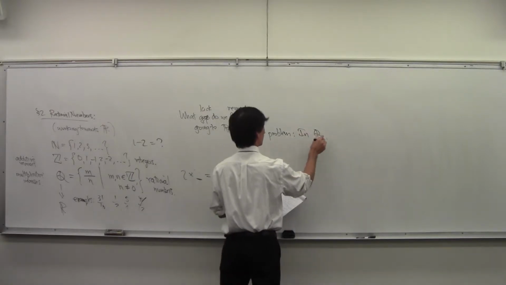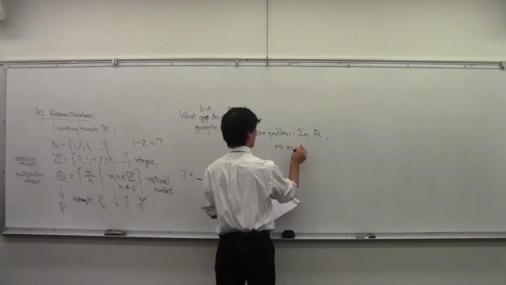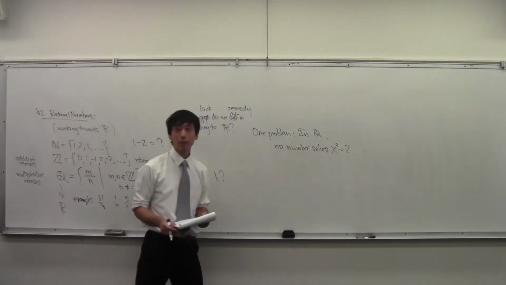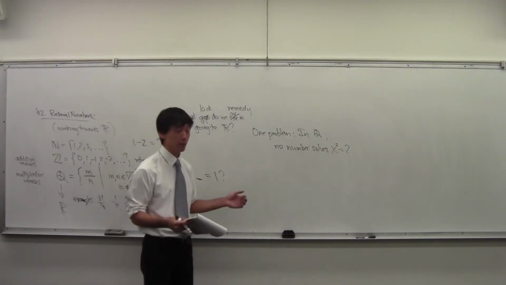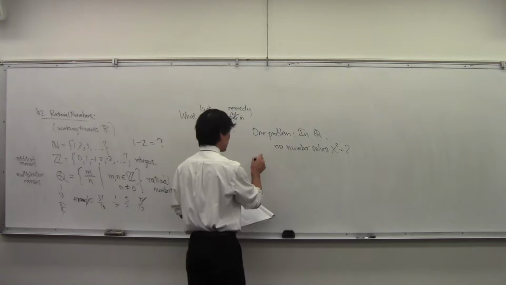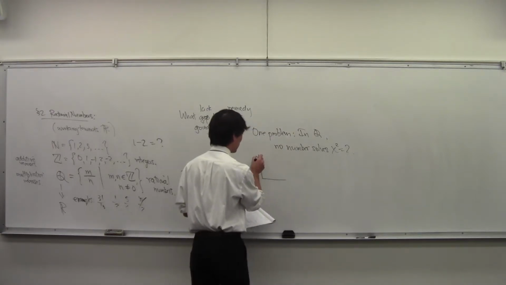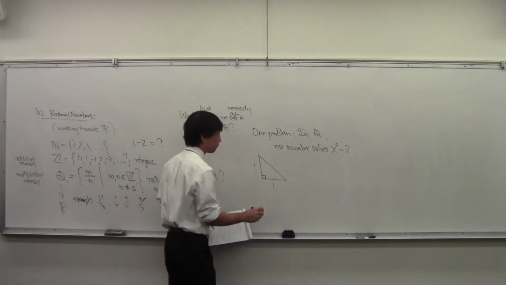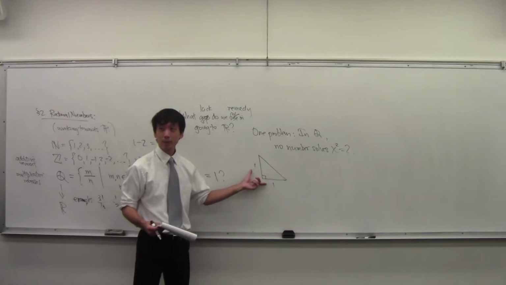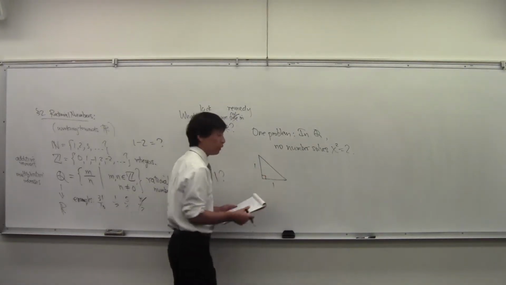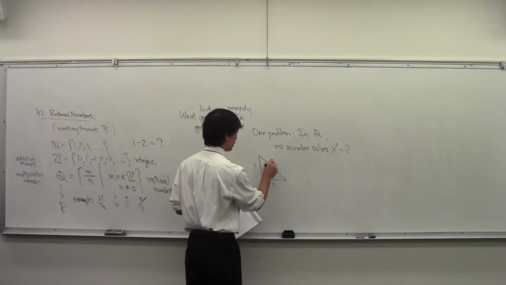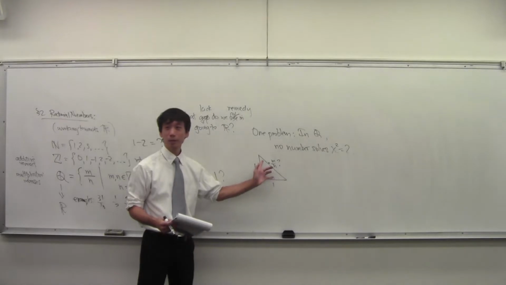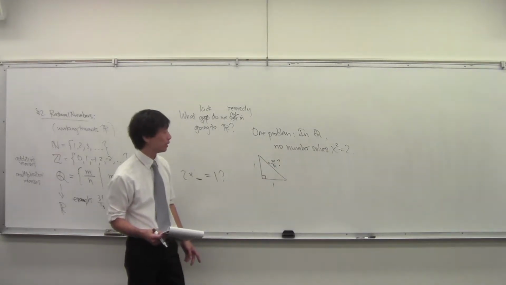In Q, no number solves x squared equals 2. There's no square root of 2. This arose for the Greeks in considering the following question. Suppose you have a right triangle with side lengths 1. If all numbers are rational, what's the rational number that expresses this third side?